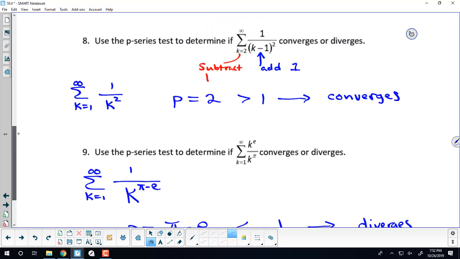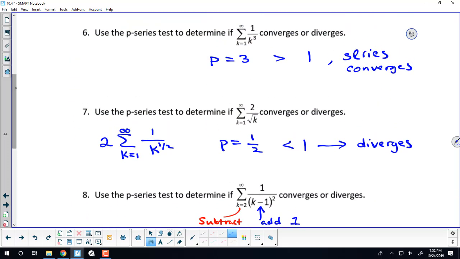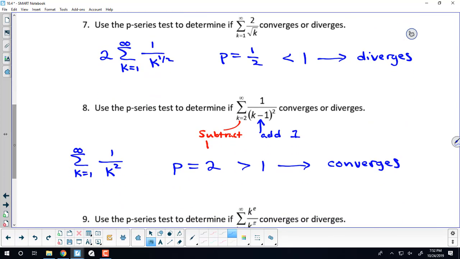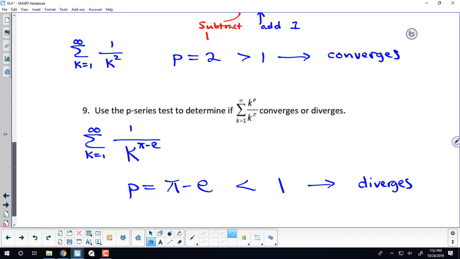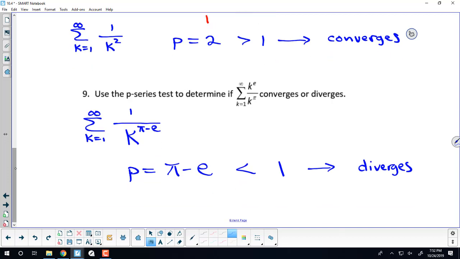Now, it's worth pointing out on these examples, if we were to use the divergence test on all of these examples, the divergence test is inconclusive on all of them, right? All of the terms approach 0. First one converged, second one diverged, the third one converged. What would the result of the divergence test for number 9 be?